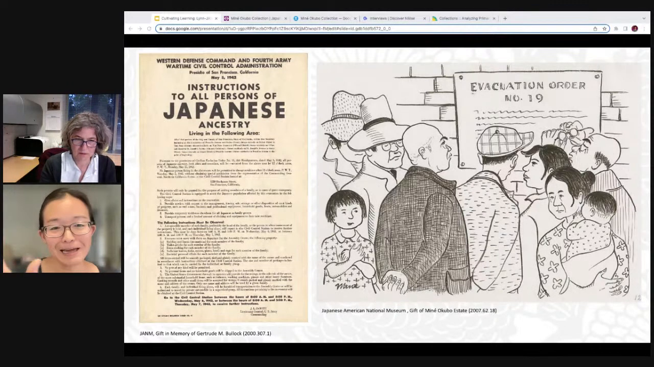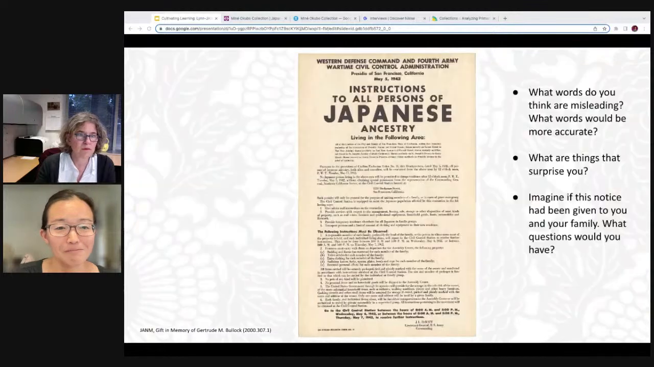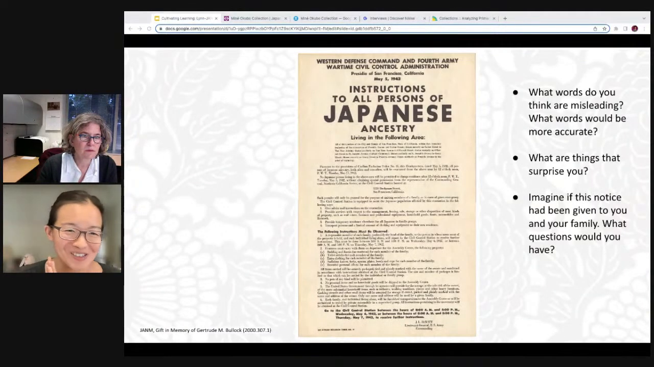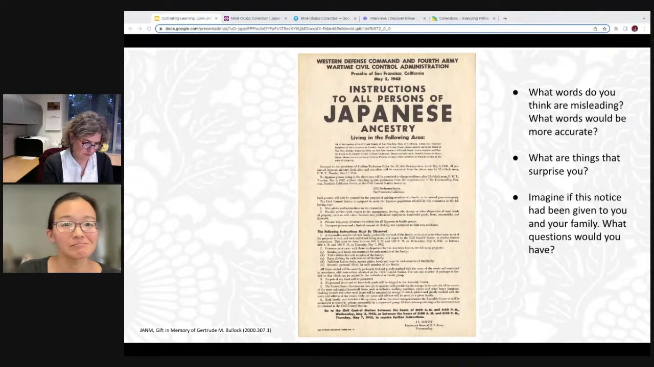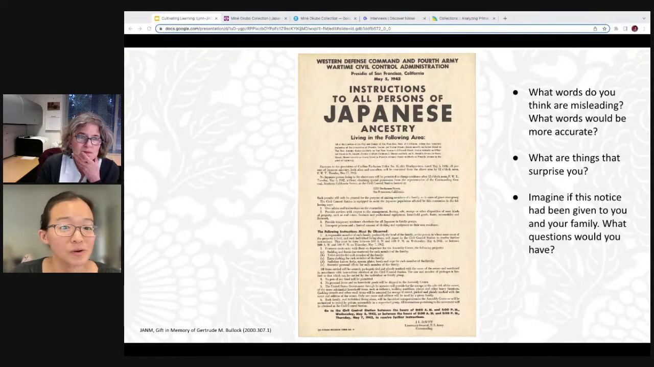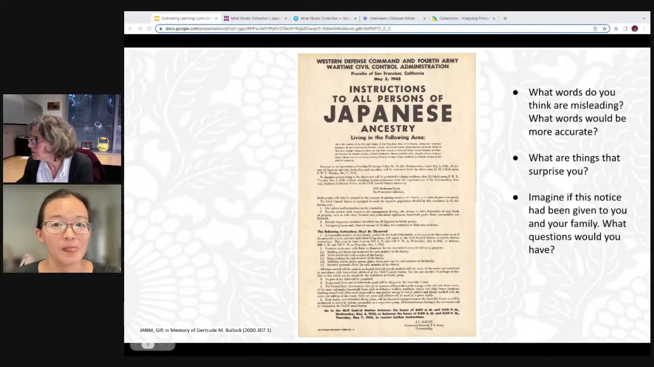So I'm going to ask you all to take a close look at this temporary detention order. So in the next slide, we'll put it up and then make it as big as you can on your screen. And I would invite responses in terms of what words you see that you think are misleading. If you have any more accurate words you would suggest, what things, if anything, surprise you. And then to consider if this notice had applied to you and your family, what questions would you have? Right, so put yourself in the place of reading this document.